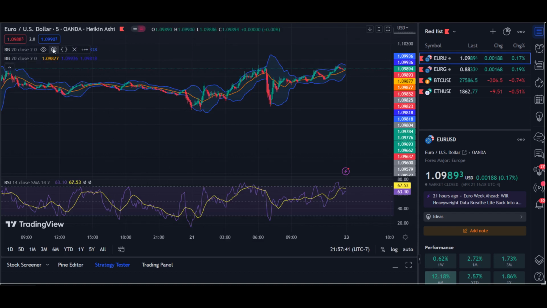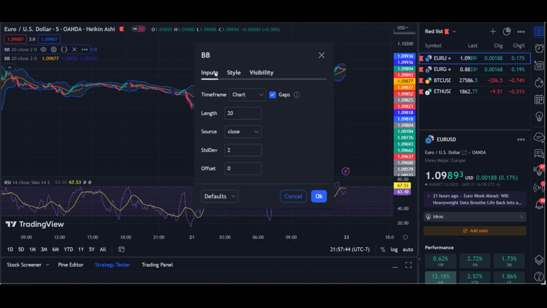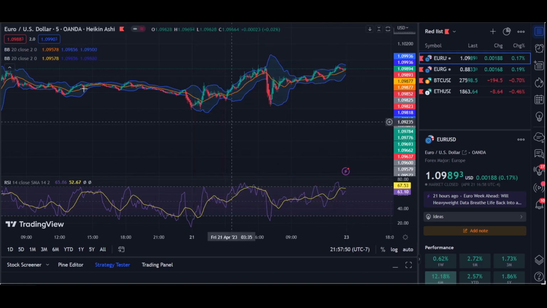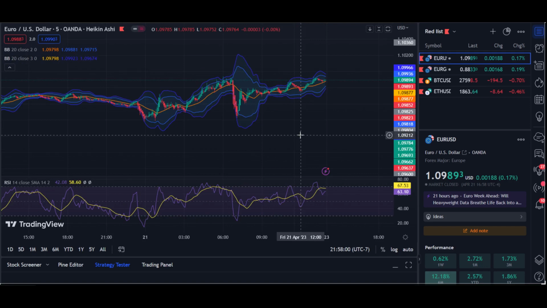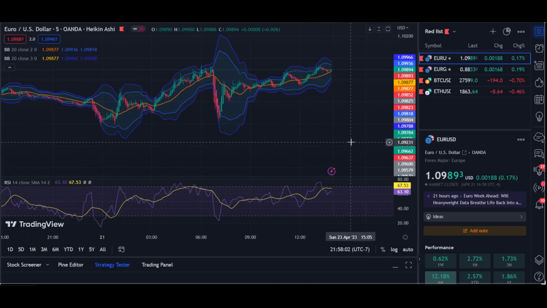All right, so for the first one, we're going to click on settings. We're going to make sure that the length is 20 and the standard deviation is 2. It should be like this automatically. Click OK. On the second one, we're going to go to inputs and we're going to change the standard deviation to 3. At this point, your chart should look something similar to this.